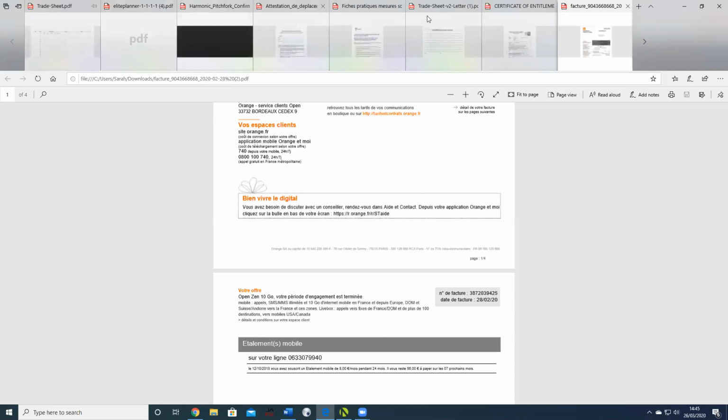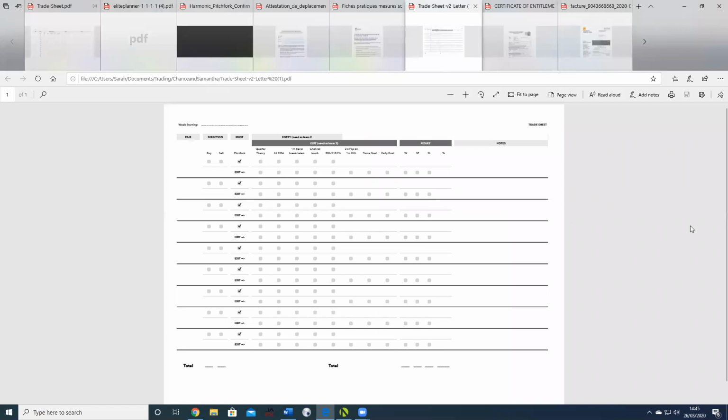Trade sheet 2. This is one that a chap called Mark and me helped create for Chance, and Chance adopted it. So each trade, week beginning, pair, whether it's a buy or sell, it must have a pitchfork touch, except on big scans like this where we do take trades in the middle, which I'll go on to. And then it must have, for an entry, 2 out of these 3 confirmations: quarter theory, 62 EMA, 1 minute trend break, a channel touch, or an 88.6 or 61.8 fib.